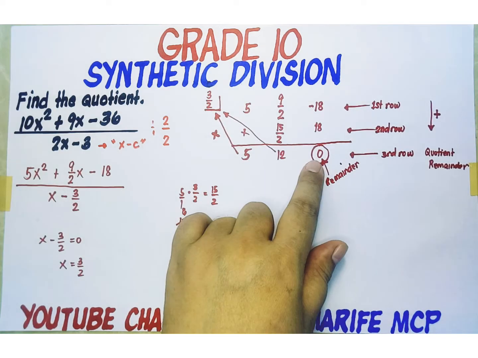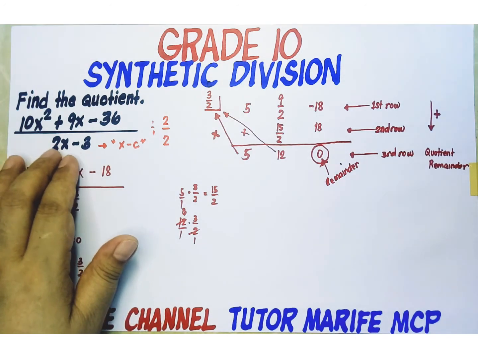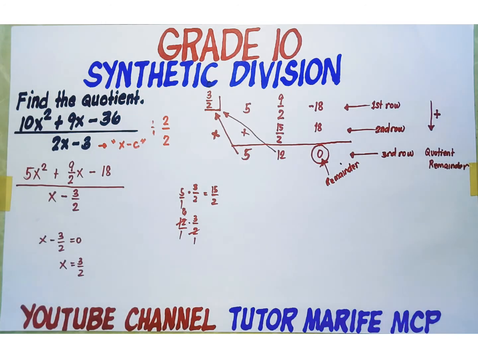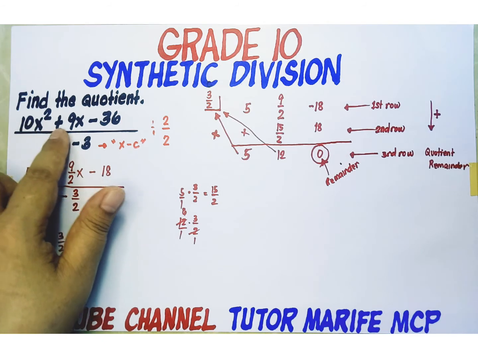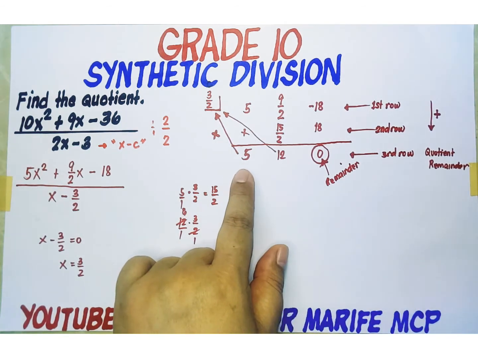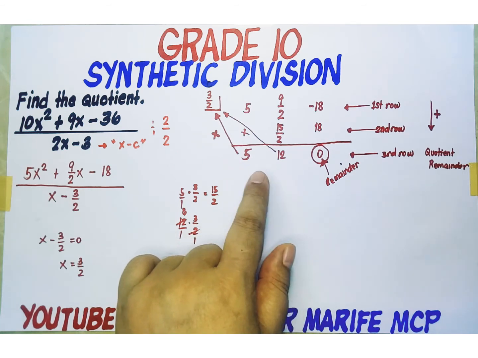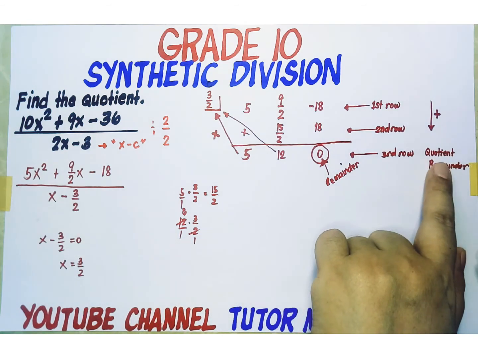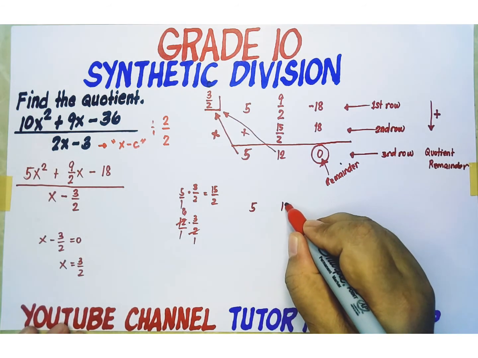So, pag remainder 0 yan, that means itong 2x minus 3 is a factor of the dividend. Kasi, na-divide niya equally yung 10x squared plus 9x minus 36. Okay? So, ano naman itong 5 and 12? Ito ang magiging numerical coefficients ng quotient mo. Okay? So, you have positive 5 and positive 12.